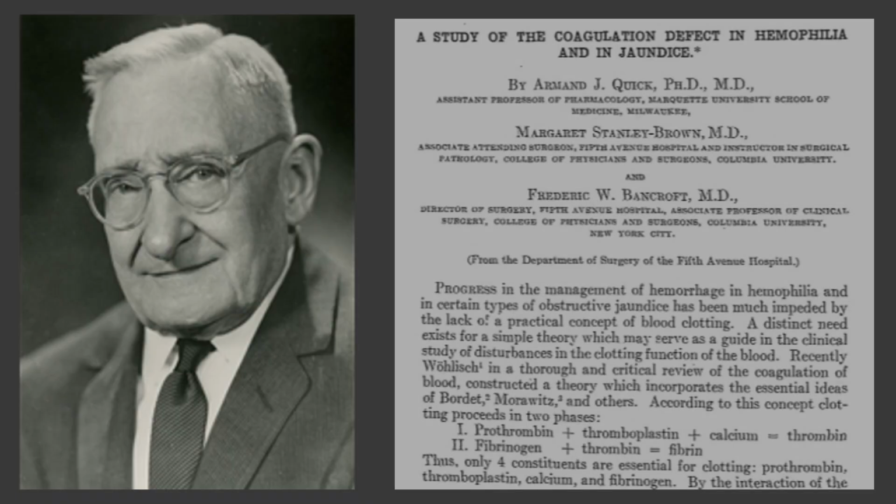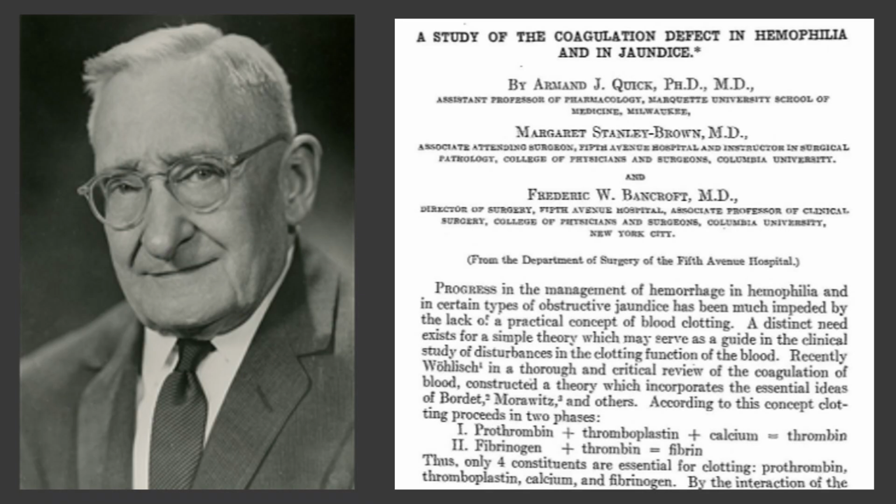Morowitz's theory almost immediately gains traction, and in 1935, Armand Quick was using Morowitz's recipe to try to find a test that could diagnose hemophilia. By 1935, thrombokinase or tissue factor had been isolated, and researchers could use it as a reagent in their experiments. At this time, bleeding disorders like hemophilia were diagnosed by seeing how long it took blood to clot after adding calcium. This worked, but it was time-consuming and subjective.